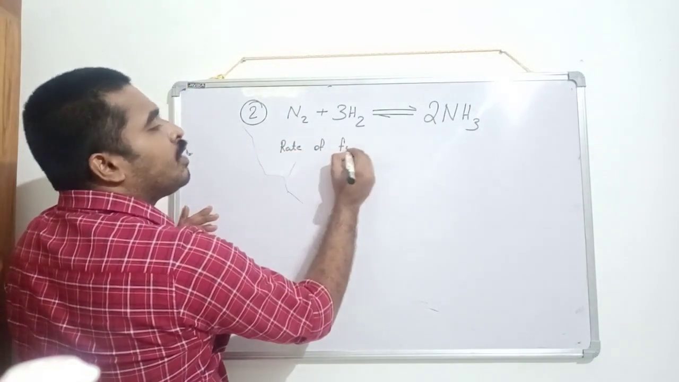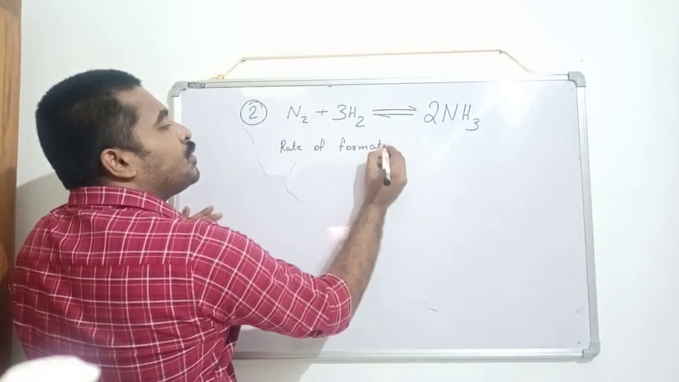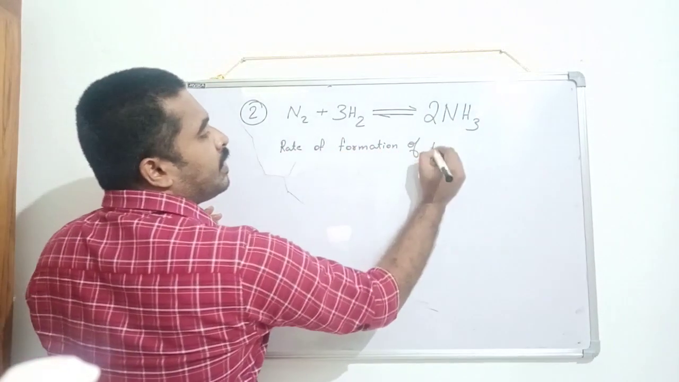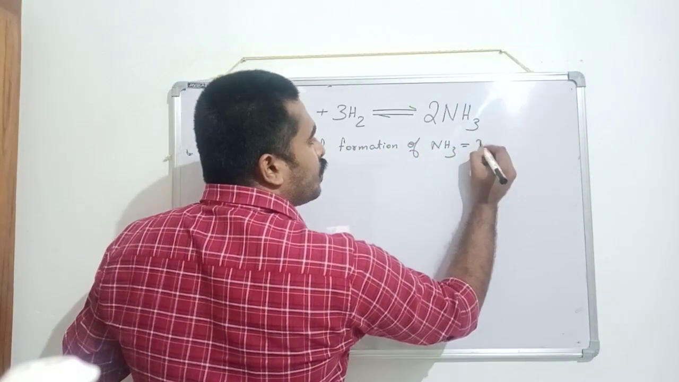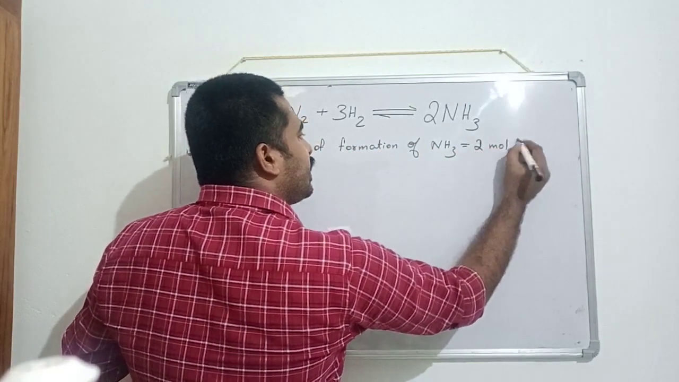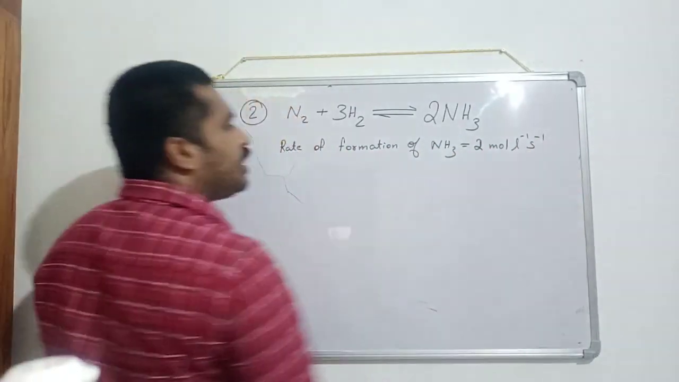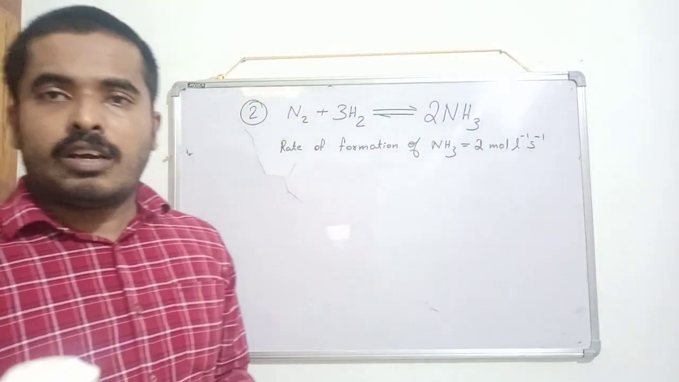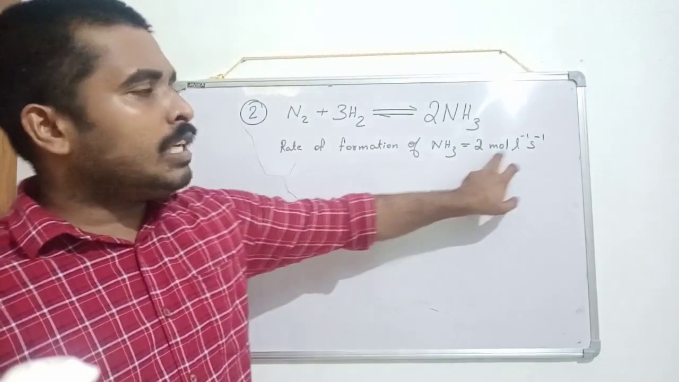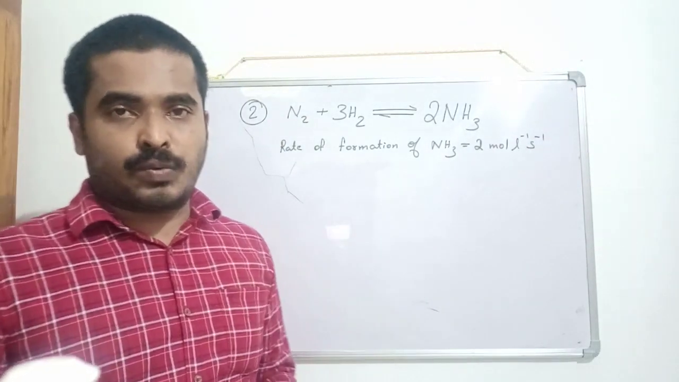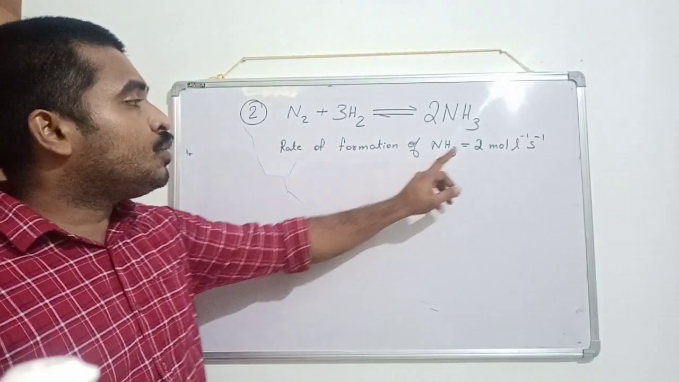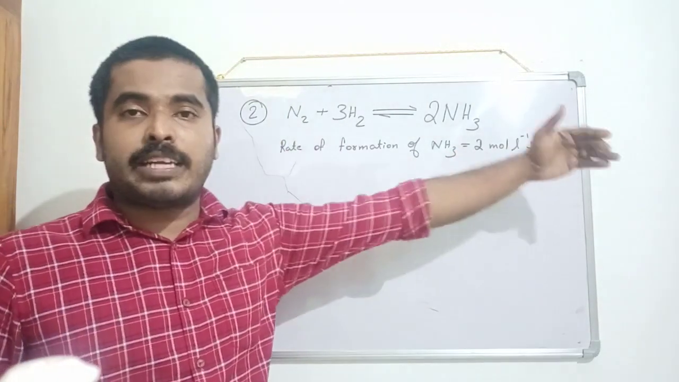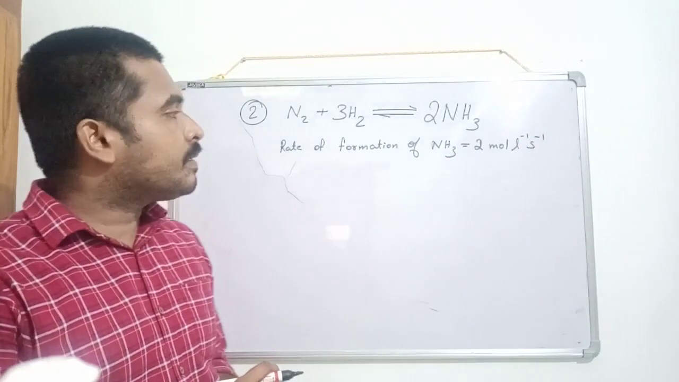Rate of formation of NH3 equal to 2 mole liter raised to minus 1, second raised to minus 1. Unit of rate is always mole liter raised to minus 1, second raised to minus 1. Here rate of formation of ammonia, that is 2 mole liter raised to minus 1, second raised to minus 1.